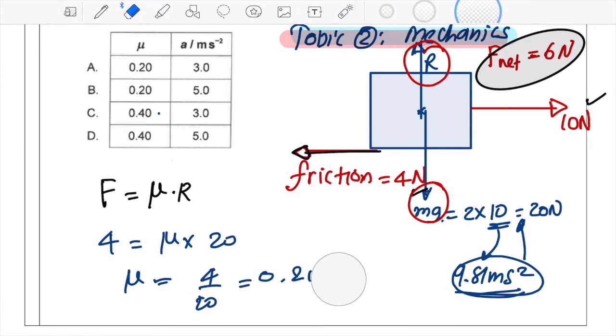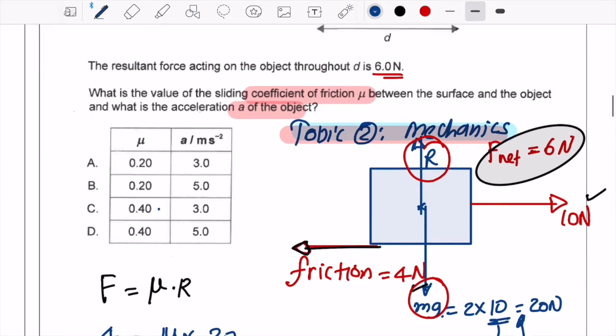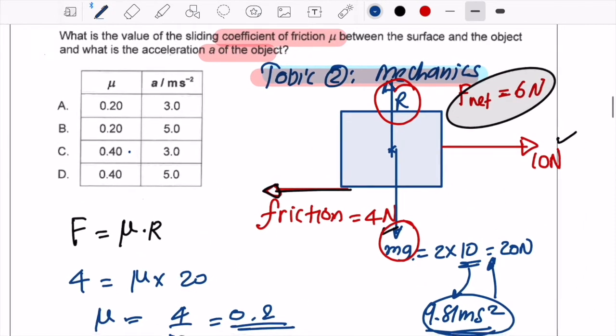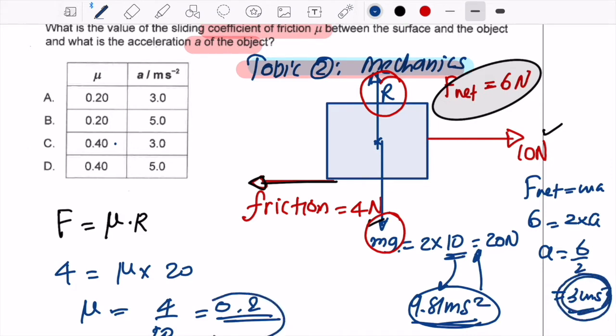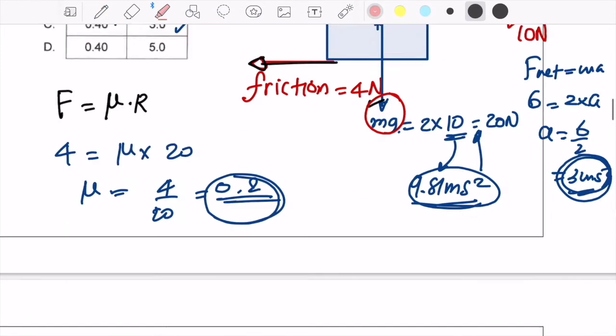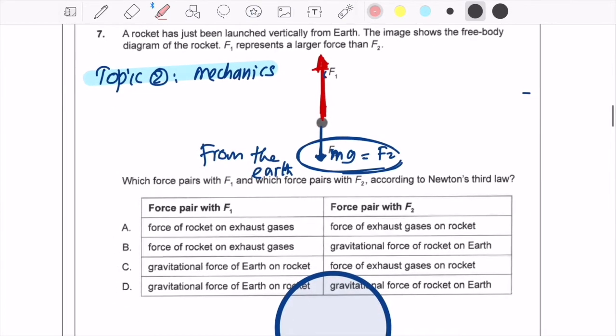Hold on. Mu is the frictional coefficient. It does not have units, right? So acceleration should be, acceleration we did not find. Okay, I am going back. I write F net equals ma. Net force is 6, mass is 2, acceleration is 6 over 2, 3 meters per square second. Now we have this answer, this one. So acceleration is 3, frictional coefficient is 0.2. Answer is A. Question number 7.